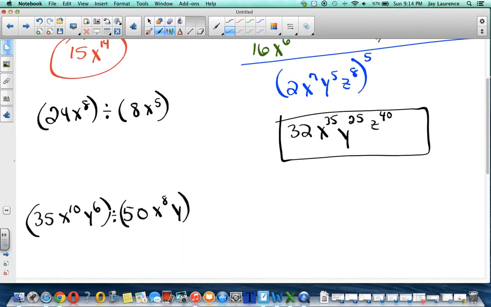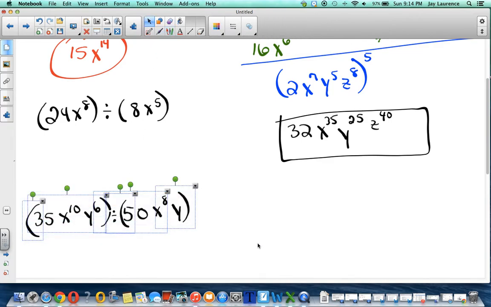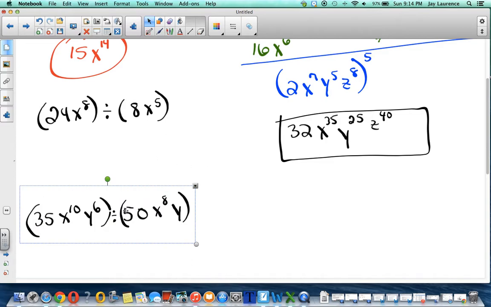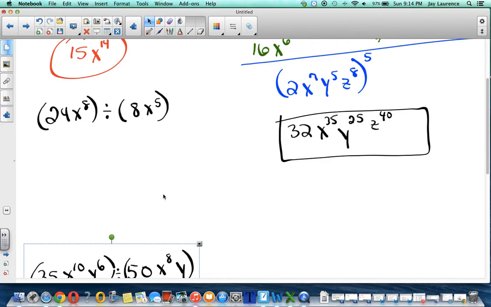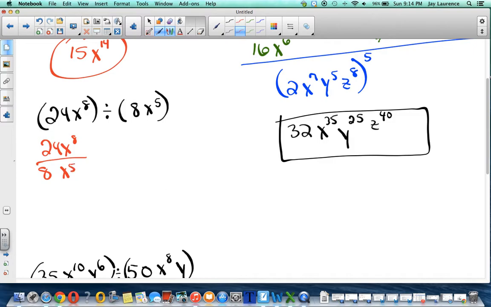Now, the new lesson is actually to talk about division. Now, you know, Mr. Lawrence, I don't like the division symbol so much in algebra. I so much would rather use a fraction bar. And let me show you why. And we've talked about this a little bit before. I'm going to write 24x to the 8th over 8x to the 5th.